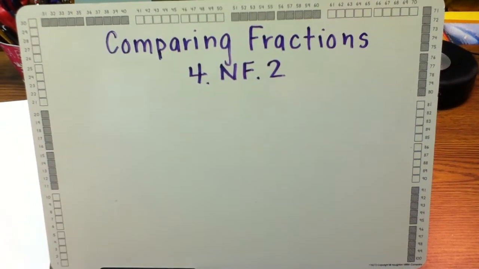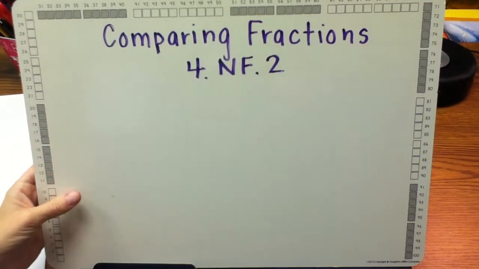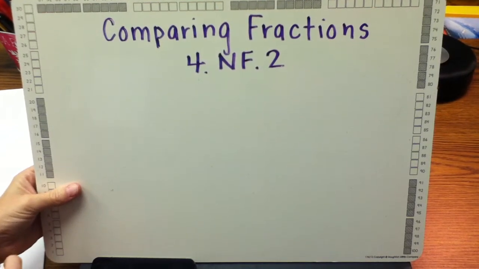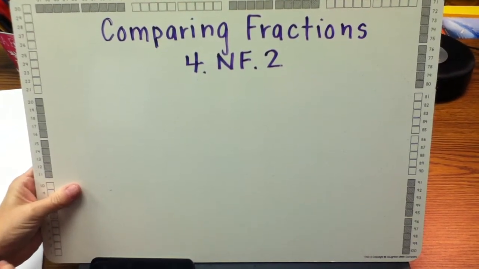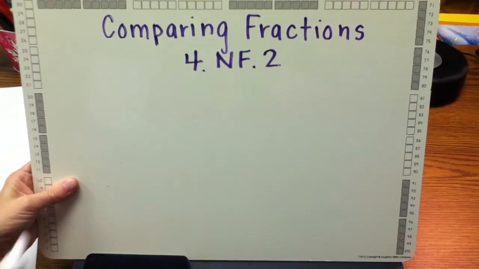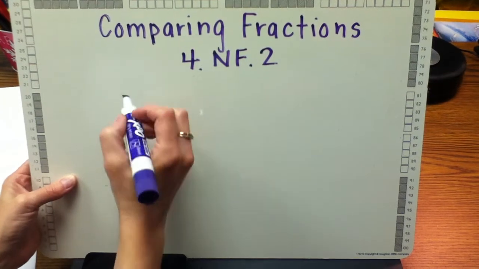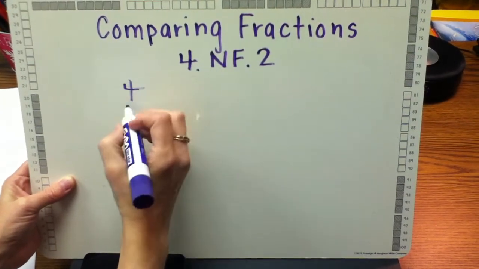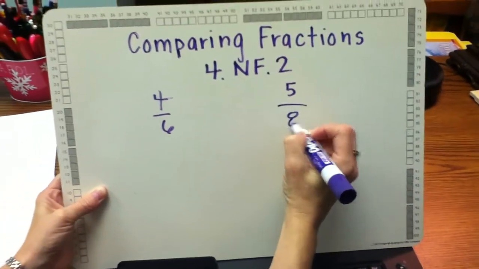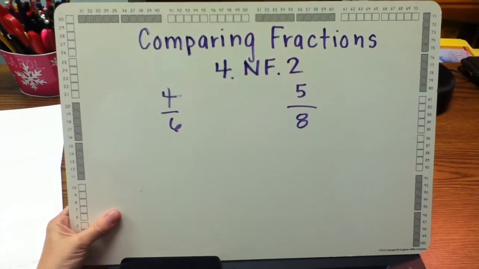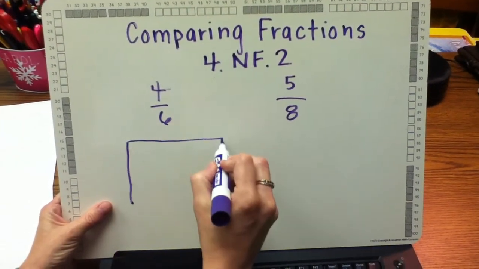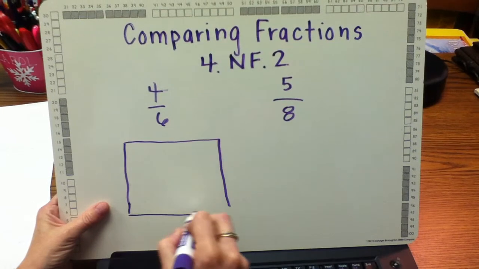For this standard, students should be able to compare fractions with different numerators and different denominators by using benchmark fractions. They can draw fraction models to help them compare. So if they're looking to compare 4/6 to 5/8, and this time we're going to actually use a benchmark of 1/2 to compare, but we're going to do that using an area model to sort of understand how that works.